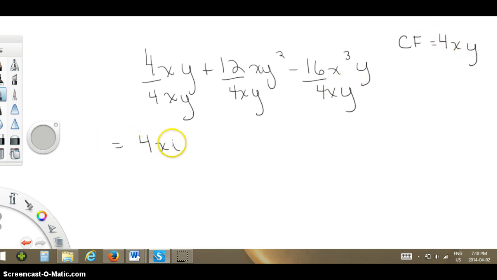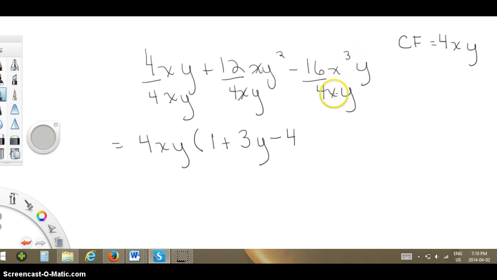You put the common factor in the front, and then you say 4xy divided by 4xy is 1. Positive 12 divided by 4 is positive 3. There are no more x's left, but since I only took out 1 y from 2 y's, there's still a y left over. Negative 16 divided by 4 is negative 4.